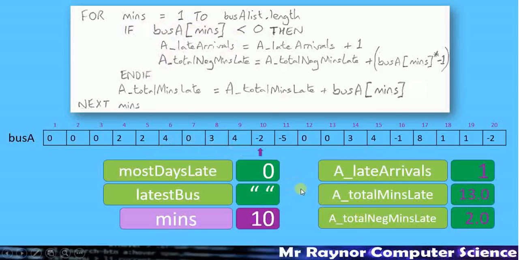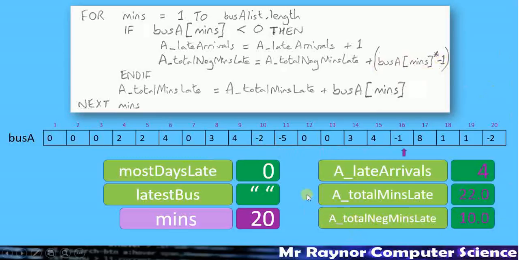Next one is our first time when we do hit a negative number. So if bus A mins is less than 0, which it is because it's -2, then what we're going to do is add 1 to our number of late arrivals. So far we've had 1 late arrival for this bus A. And then what we're going to do is keep track of how many minutes late we've had. So again, I added in this multiply by -1 part so that it would store whole numbers. You perhaps don't have to do that, that's your call really. So in my example, total negative minutes late now stores 2 because it's taken that number 2, removed the minus sign and added it to this variable.